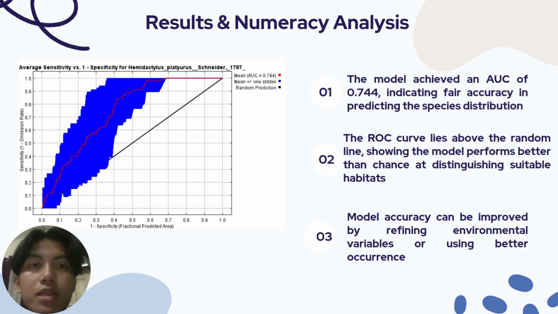Okay, the model achieved an accuracy of 0.744, indicating fair accuracy in predicting the species distribution. Second one, the accuracy curve lies above the random line, showing the model performs better than chance at distinguishing suitable habitats. And the third one, model accuracy can be improved by refining environmental variables or using better occurrence data.